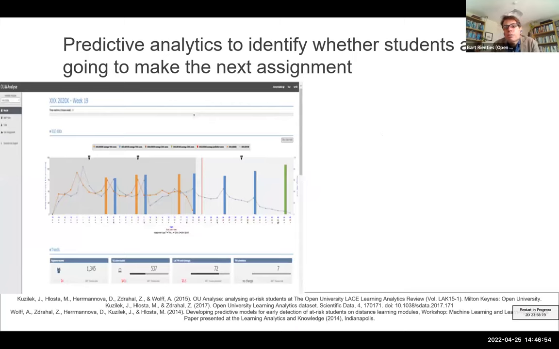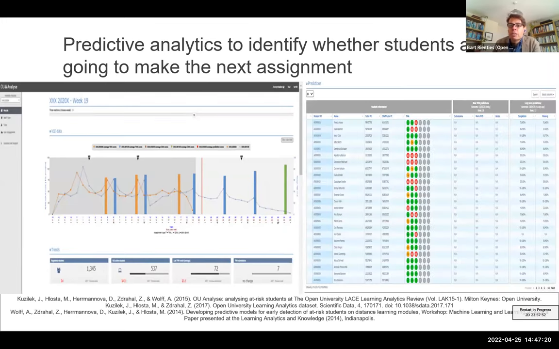So what we're basically doing in this flagship system called OU Analyse, we're trying to predict whether or not a student is gonna submit the next assignment. The reason why we're interested in submitting the next assignment is that we know from our own research and from others that if your student is going to submit an assignment, he or she is probably going to continue. Well, if your student is not submitting an assignment, there might be something wrong. And we basically developed these dashboards for teachers, which I will show you in a minute.